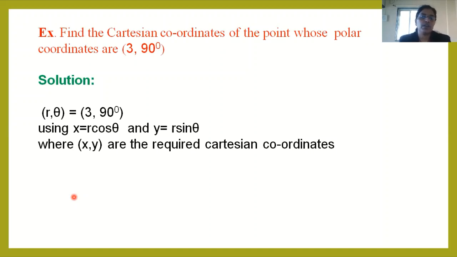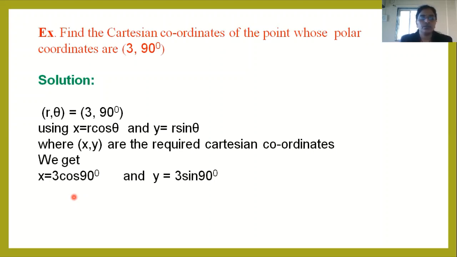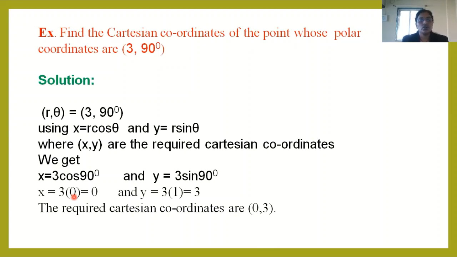x आणि y आपल्याला फाइंड आउट करायचे, r थीटाच्या व्हॅल्यू दिलेल्या आहेत. आपल्याला माहिती आहे x इज इक्वल टू r cos थीटा असतो आणि y इज इक्वल टू r sin थीटा असतो. म्हणजे r is 3, theta is 90 degree, x is 3 cos 90 degree and y is 3 sin 90 degree. Cos 90 is 0, therefore x is equal to 3 into 0 is 0 and sin 90 is 1, therefore y is equal to 3 into 1 is 3. Therefore, the required Cartesian coordinates are 0, 3.